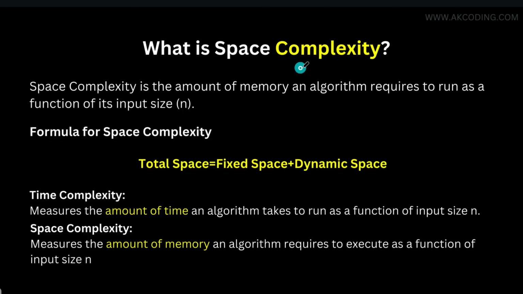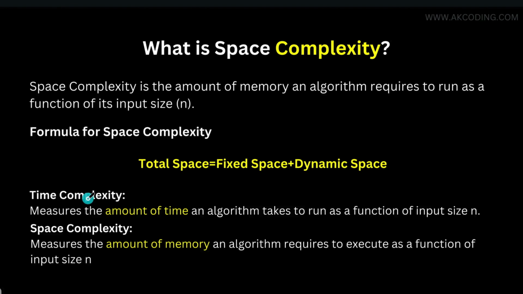Now let's see what is space complexity. Space complexity is the amount of memory an algorithm requires to run as a function of its input size n. Meaning, when we are designing an algorithm, the amount of memory required to execute that algorithm is called space complexity, right? The formula here you can see: total space is equal to fixed space plus dynamic space size. Don't worry, we will discuss with the help of examples that will give a clear picture.